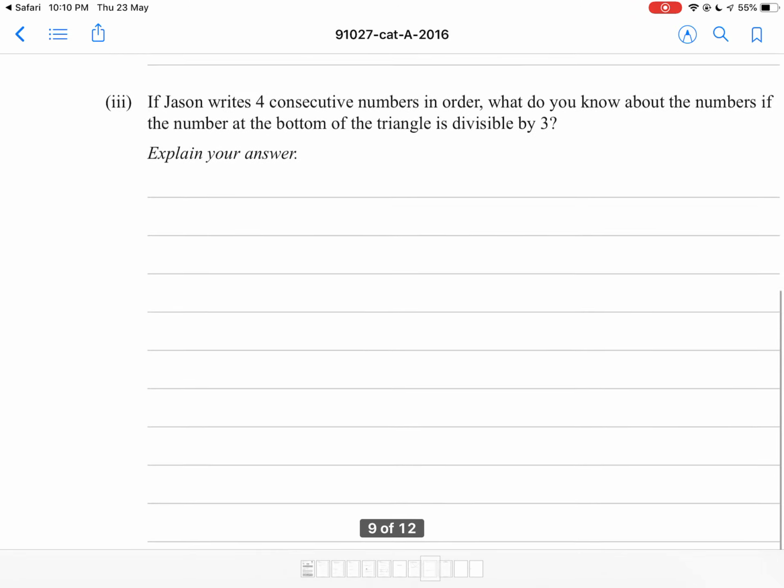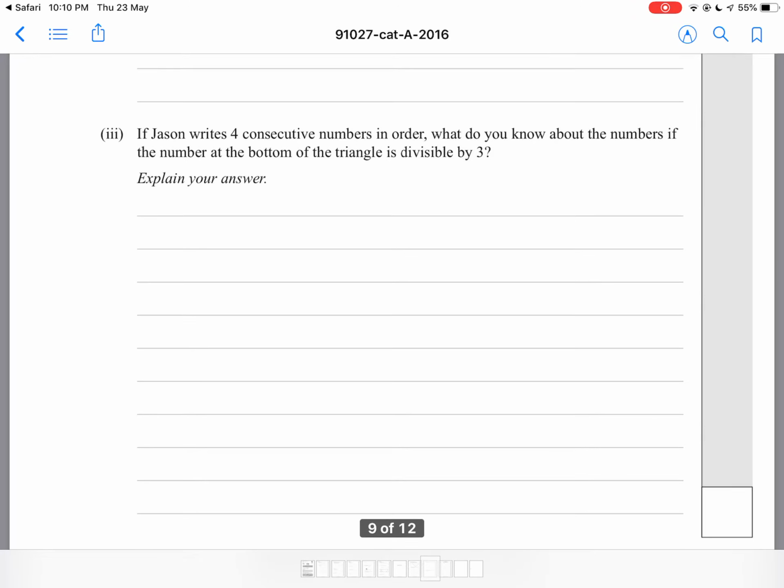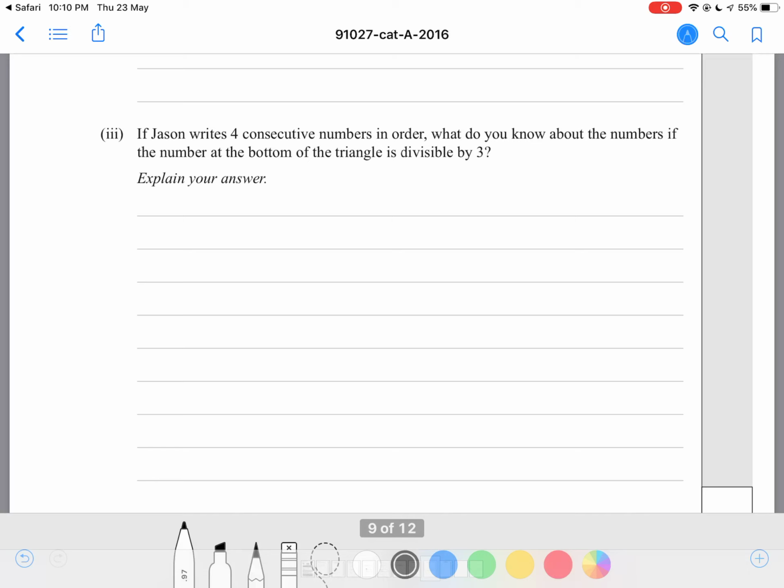Okay, so basically, if Jason writes 4 consecutive numbers in order, what do you know about the numbers if the number at the bottom is divisible by 3, okay? So therefore, we're going to say that the first number is x. The second number will be x plus 1 because it's consecutive numbers. So for example, 8, 9, 10, 11, or 11, 12, 13, 14. So numbers in a row, okay? So we're going to say the smallest number is x, and then it's going to be x plus 1, x plus 2, and then x plus 3, the biggest number on the side.